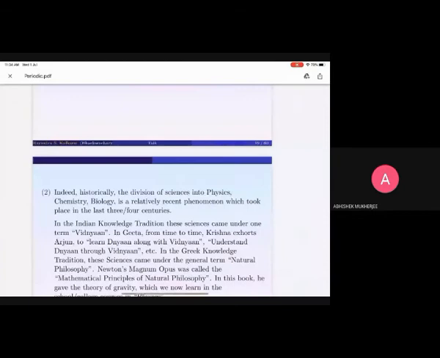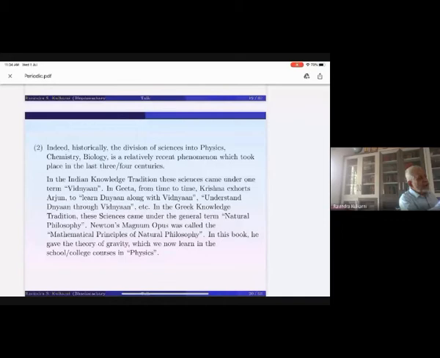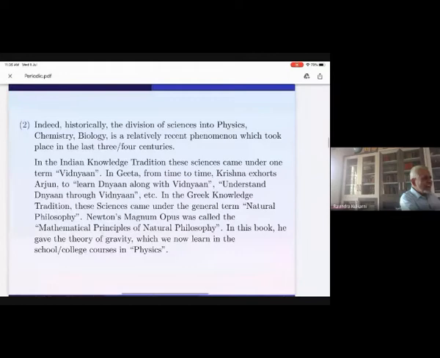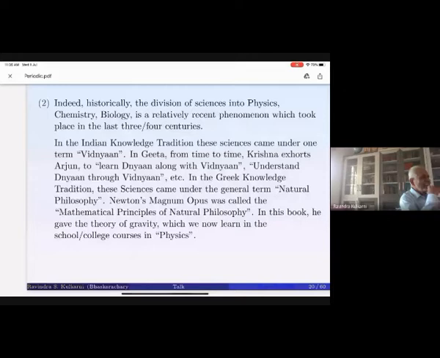This division of sciences into physics, chemistry, biology is a relatively recent phenomenon which took place in the last 3 or 4 centuries. Now, in the Indian knowledge system, these sciences came under one term, Vijnan. It was equivalent to natural philosophy. Vijnan actually involved more things than natural philosophy, but natural philosophy is included in Vijnan. And in the Gita, from time to time, Krishna exhorts Arjuna to learn Jnan along with Vijnan, or understand Jnan through Vijnan. At Harishchandra Research Institute, we had a logo, Jnanam Vijnan Sahitam. So that was the meaning of that logo.